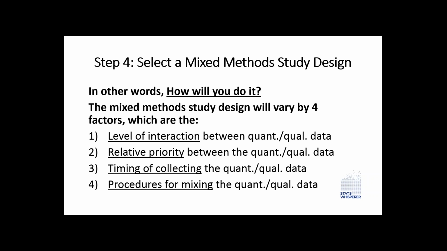2, the relative priority, right? So does the study put more of a priority on quantitative data collection and analysis relative to qualitative, or the other way around? 3, the timing of collecting, right? Quantitative and qualitative collected together or at different time points. And 4, the procedures for mixing the 2 data strands.